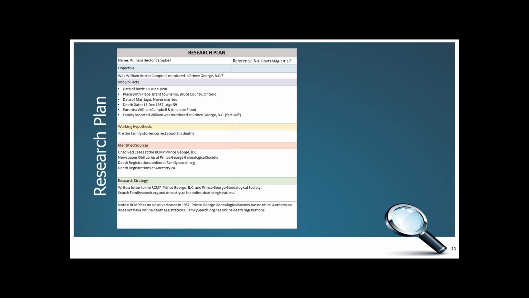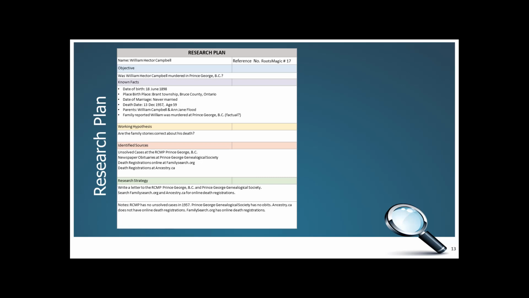The last form we'll discuss is the research plan. Most genealogy software programs do not have a template to do a research plan, so I had to develop my own. Here's a copy of my own research plan. Enter the name of the person you research with a reference number, and I'm using the reference number from RootsMagic. The name of my ancestor is William Hector Campbell. His reference number is number 17.